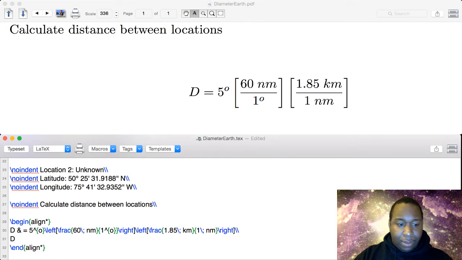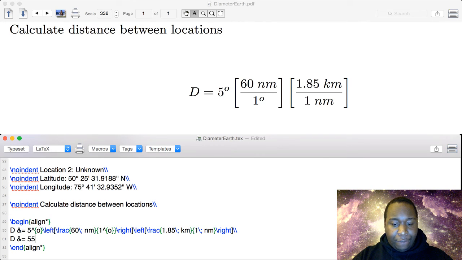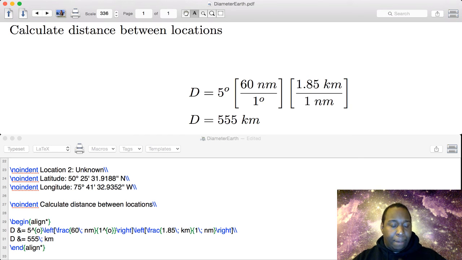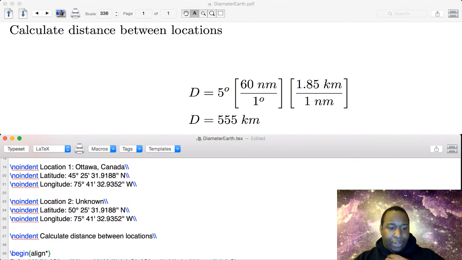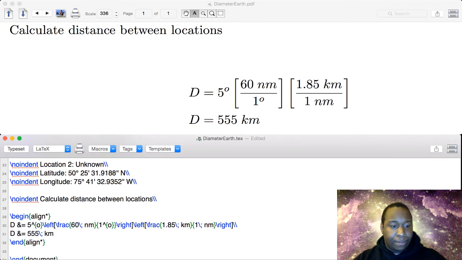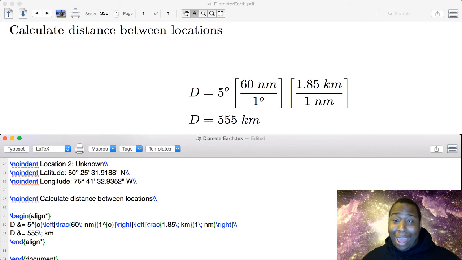So D equals 555 kilometers. All right, so far so good. We know our 2 locations, and we now know the distance between our locations to be 555 kilometers. The next step, of course, is being able to measure the angle to Polaris.